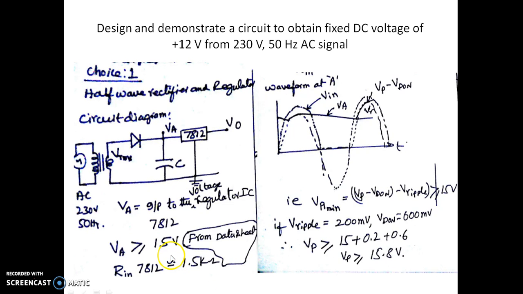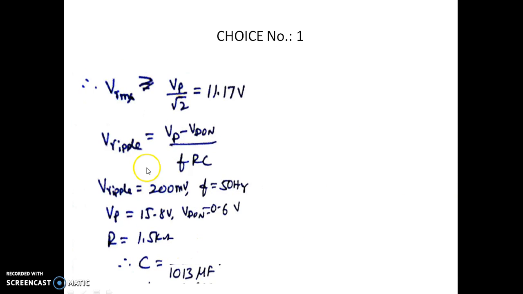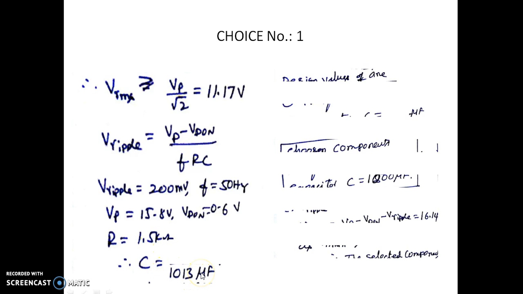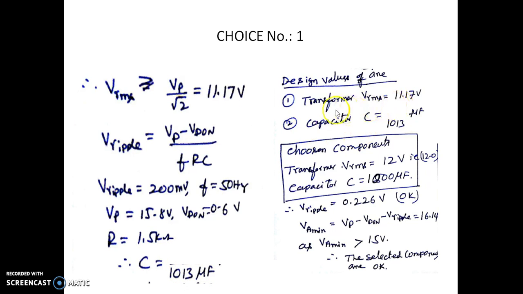So as we can see in the previous slide, we are supposed to design the value of C. The value of C happens to be 1013 microfarad. So in order to have a ripple voltage of 200 millivolt with a peak voltage of 15.8 and VD on of 0.6 with R as 1.5, the value of C happens to be 1013 microfarad.